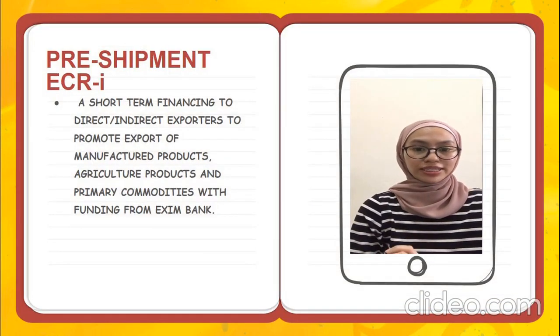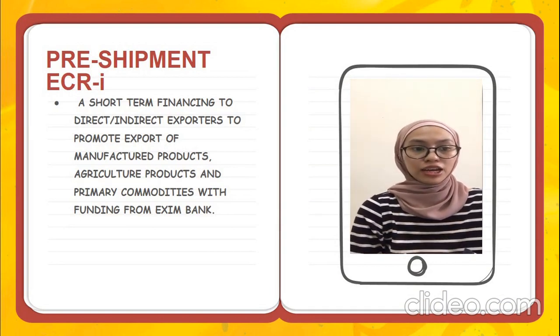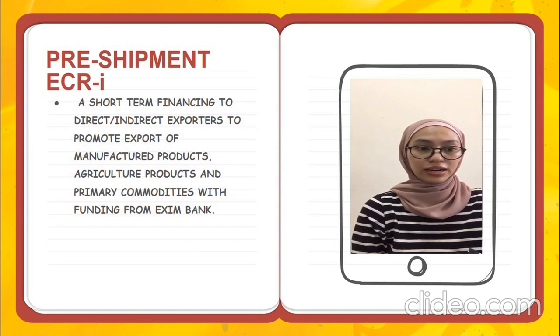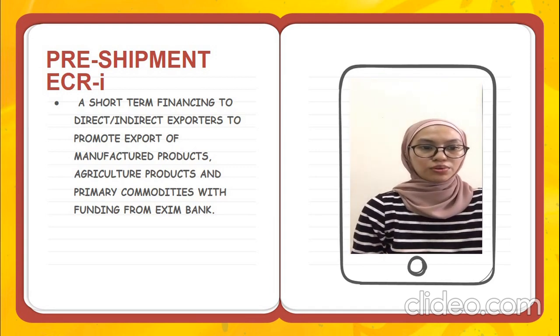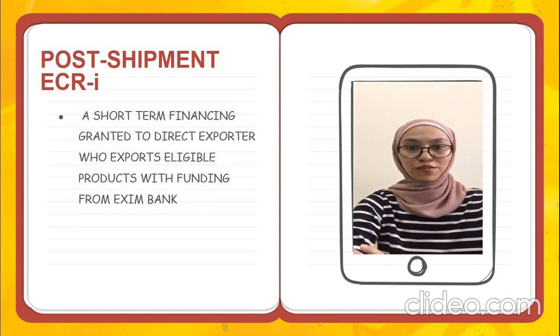So there are two types of facilities that are available for exporters, and one of them is pre-shipment ECR, which is the export credit refinancing pre-shipment. It is a short-term financing to direct or indirect exporters to promote export of manufactured products, agricultural products and primary commodities with funding from Exim Bank. This facility is also offered for financing of purchases from domestic or foreign suppliers before shipment of eligible goods under the ECR scheme. So next, what are the risks of this facility?